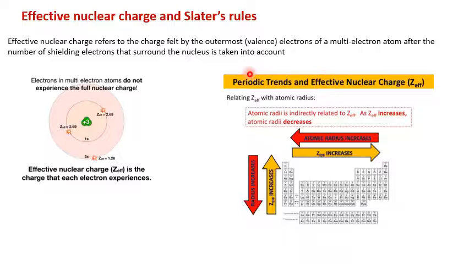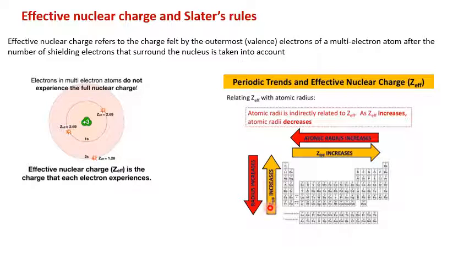Now you see this is the periodic trend of effective nuclear charge, and effective nuclear charge has an inverse relation to the atomic radius also. So this is the periodic table. Along the period, if you move from left to right, Z effective increases. But when Z effective increases, it also means that the atomic radius decreases. It signifies the atomic radius gradually decreases from left to right in a row.